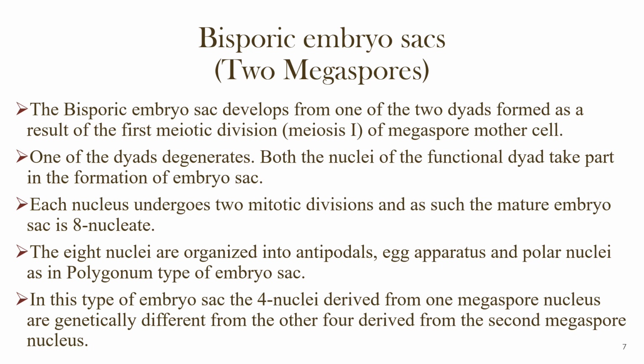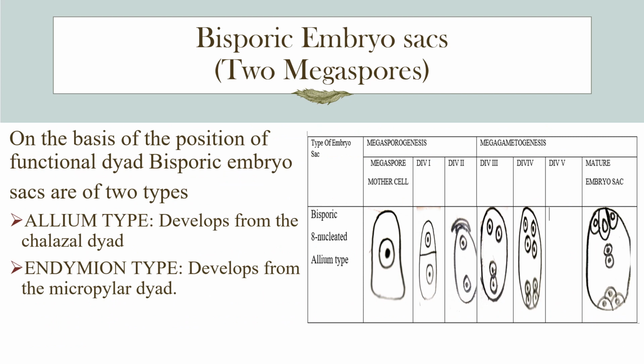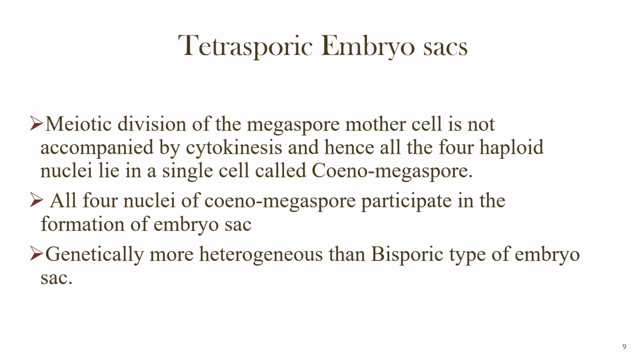It is also of two types. The bisporic embryo sacs are of two types: Allium type and Endymion type. If the callosal end dyad participates in the formation of the embryo sac, we call it Allium type. If it is the micropylar dyad which participates in the formation of the embryo sac, it's called Endymion type. Please observe the diagrams.